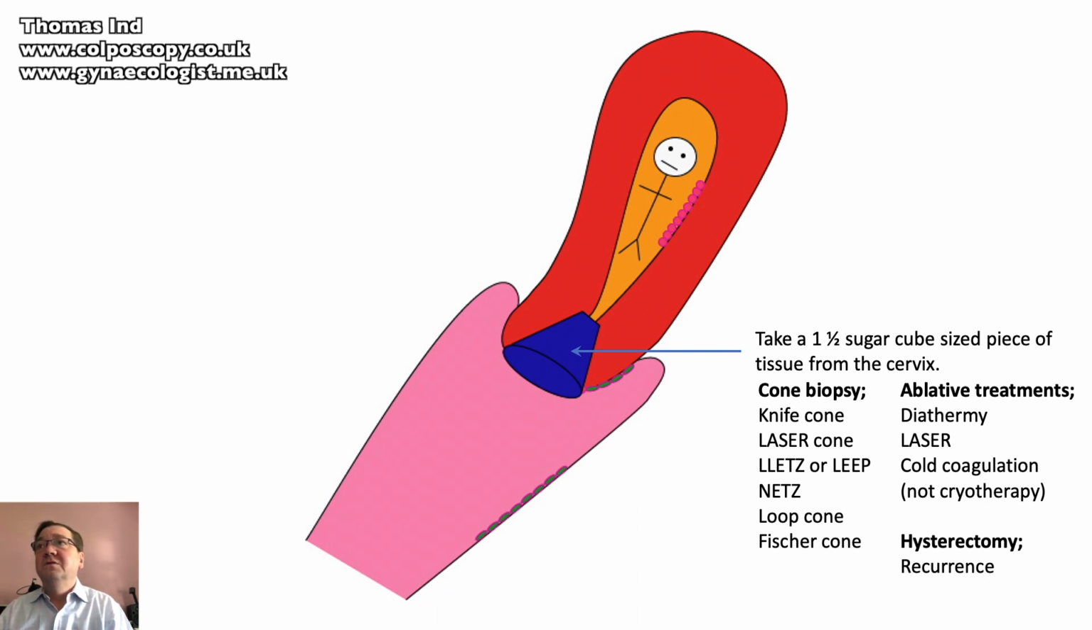A lot of people ask about hysterectomy. It is occasionally used for recurrence, but really it's a much too big a deal for something as minor as CIN, which can normally be managed in the outpatient under local anaesthetic or no anaesthetic.